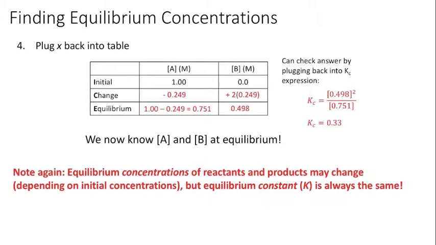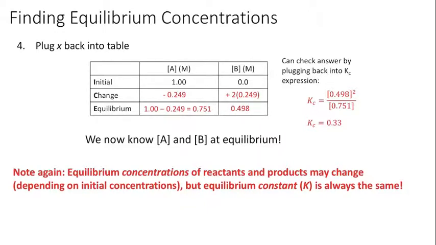We can take that value of x and return it to our ice table and plug it in. If we do that, what we end up with as an equilibrium concentration of A is 0.751 molar and B is 0.498 molar. We can check if this is correct by taking those equilibrium values, plugging them back into the Kc expression, and solving for K. If we do that, we get 0.33, which is the equilibrium constant we were given in the beginning. These are valid and correct solutions.